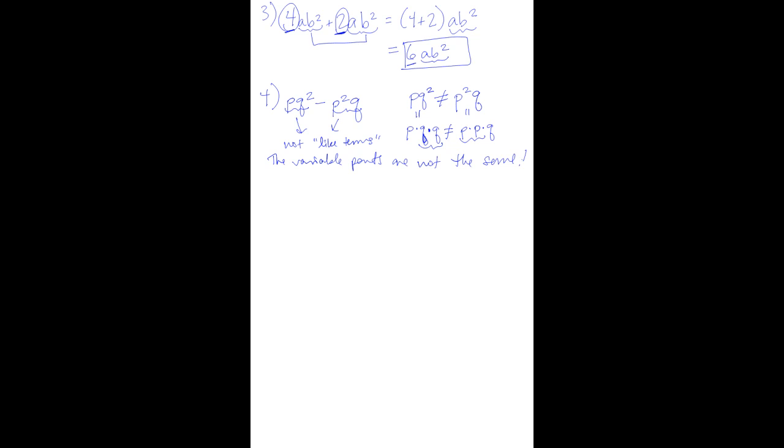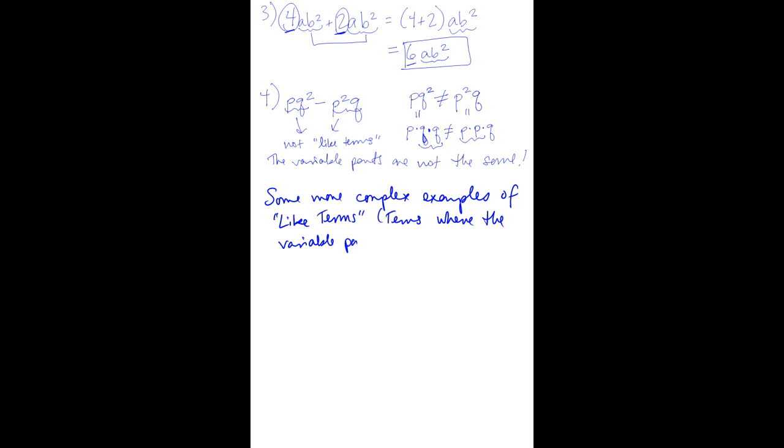There are some more complex examples that we're not going to encounter in this lecture, but we're going to see them once we want to start factoring things. So I'm going to go ahead and mention these here while we look at it. Some more complex examples of what we call like terms. In other words, terms where the variable part is the same. It depends on how we define the variable part.